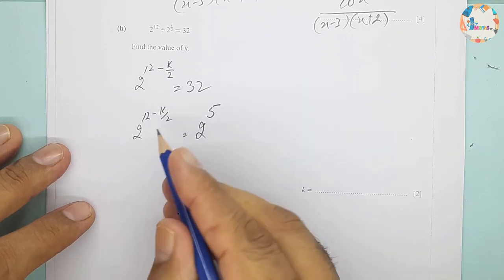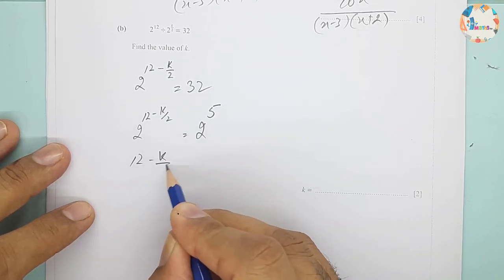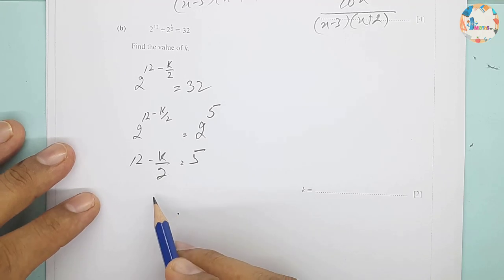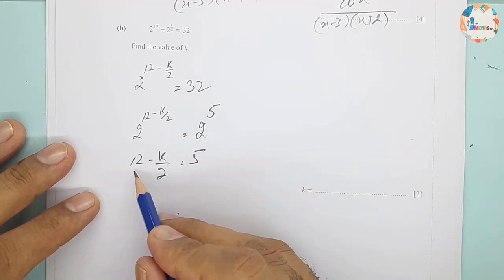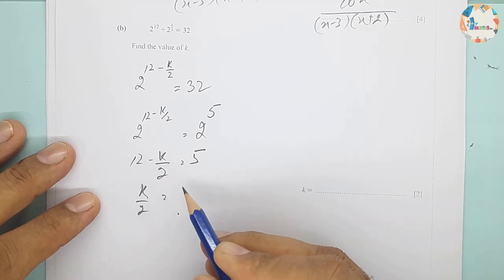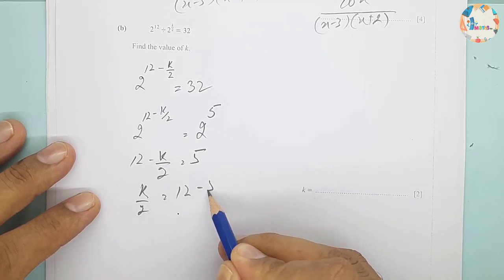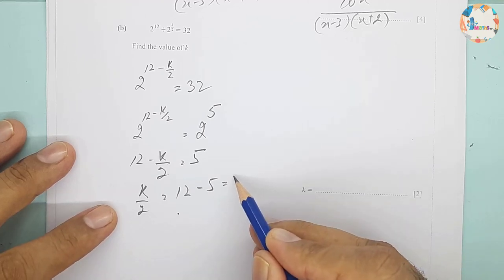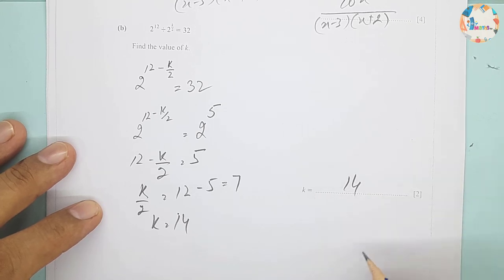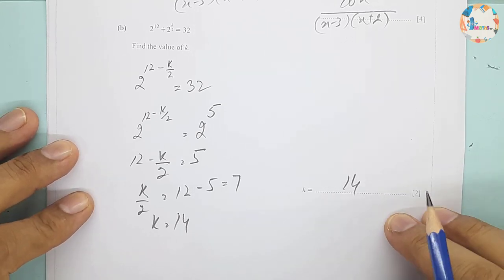So it means 12 minus k over 2 is equal to 5. So yeah, we can shift this to the other side, so k over 2 is equal to 12 minus 5, which is equal to 7, and k is equal to 14. So the answer will be k is equal to 14.